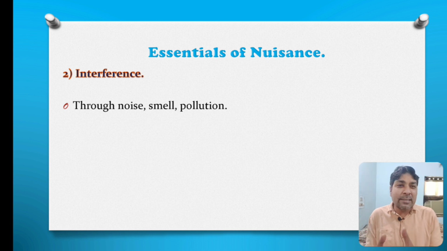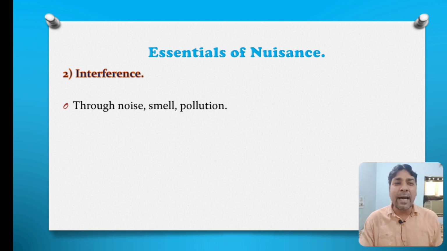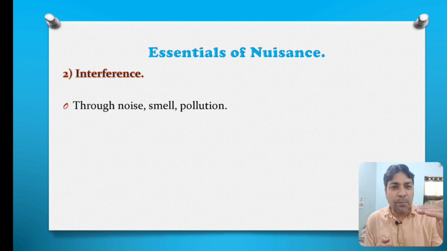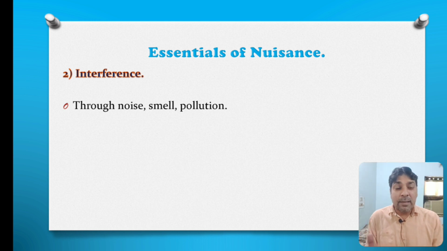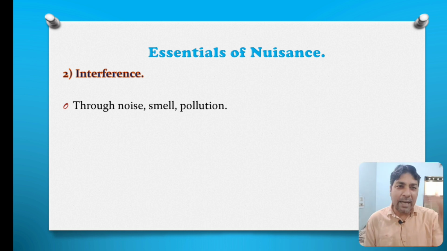In nuisance, the interference is indirect. In trespass, interference is direct. If I enter the premises of any person without his permission, it is called trespass, because this is a direct interference. If there is an indirect interference, suppose a person grows a tree on his land and the branches of the tree project into our land, it is called indirect interference, and it is a perfect example of nuisance. So in nuisance there is an indirect interference.